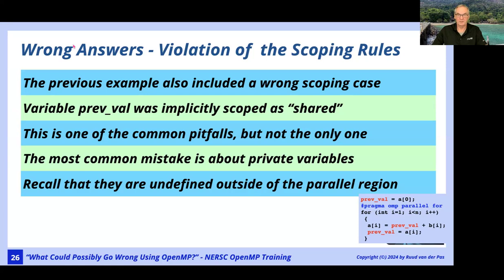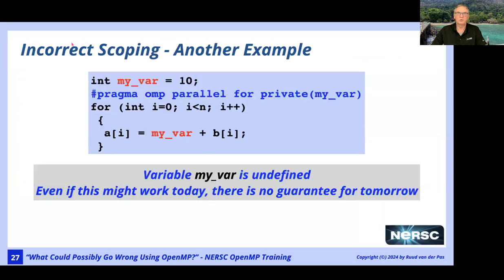So that already is a wrong answer case. So I had two bugs in my program, not one. The solution, like in this case, is to make it private. When you have private variables, the most common mistake is that people don't realize that a private variable is undefined outside of the parallel region. It doesn't inherit the value. So let me show you here.